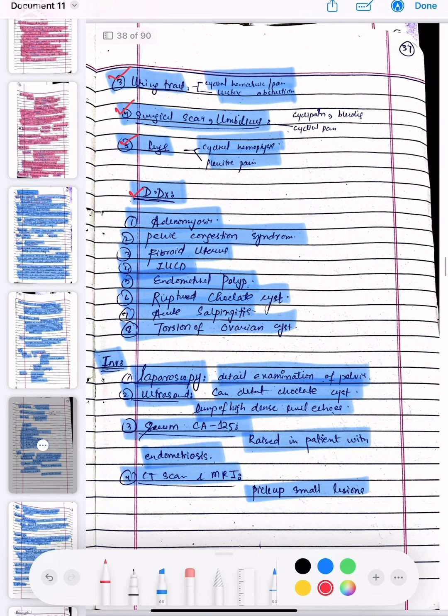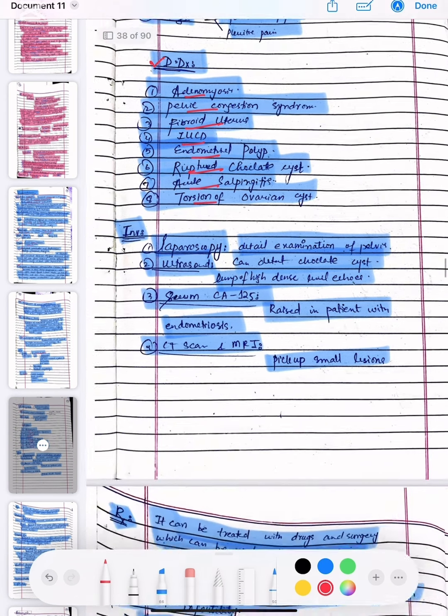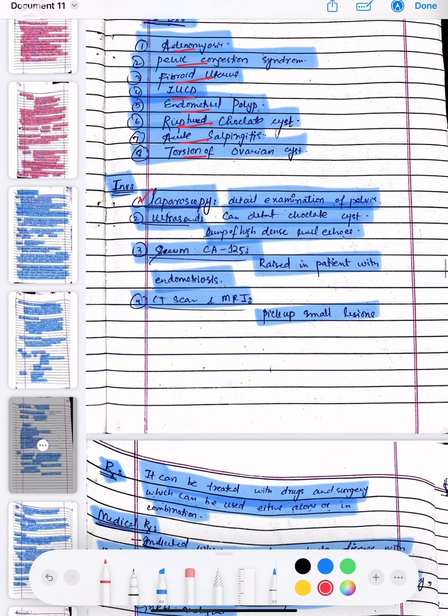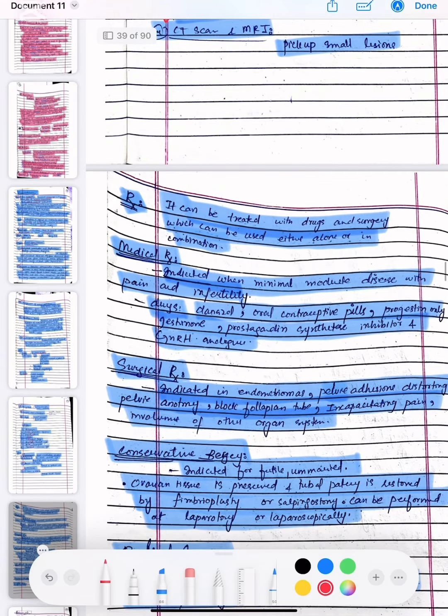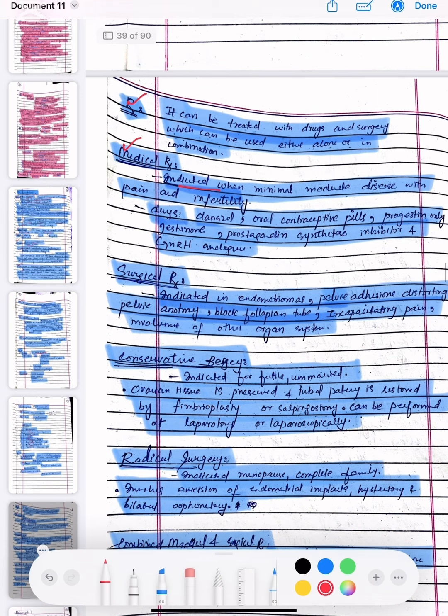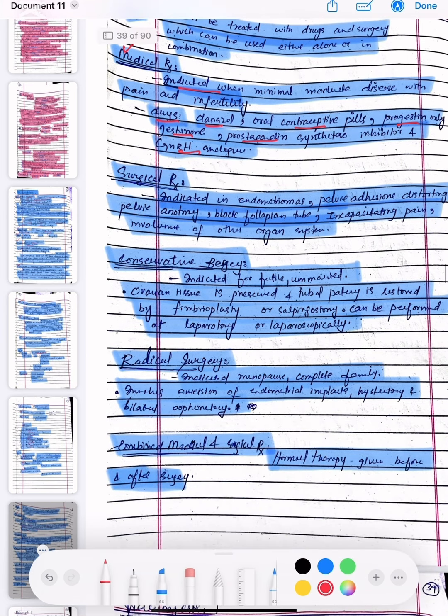Then we discussed the differential diagnosis, which are adenomyosis, pelvic congestion syndrome, fibroid uterus, IUCD, endometrial polyp, ruptured chocolate cyst, acute salpingitis, and torsion of an ovarian cyst. The investigation options are laparoscopy, ultrasound, serum CA 125, CT scan, and MRI. Then the treatment options: medical treatment is indicated when there is minimal to moderate disease with pain and infertility. Drugs given are danazol, oral contraceptive pills, progestin only, gestrinone, prostaglandin synthase inhibitors, and gonadotrophin releasing hormone analogs. Surgical treatment is indicated in endometriosis with pelvic adhesions distorting pelvic anatomy, blocked fallopian tubes, incapacitating pain, and involvement of other organ systems.